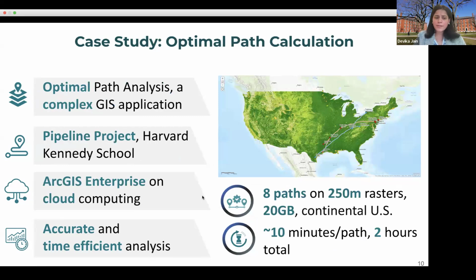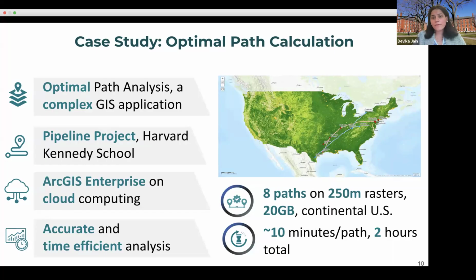Then another interesting case, which is also very common in spatial analysis, is routing, or optimal route or network analysis. For this, there was a use case from our colleagues at Harvard Kennedy School. They were looking into a pipeline project, to find an optimal route to lay pipelines across the United States. It's a very fine resolution raster, 200 meters, about 20 gigs of data that needs to be processed to find these eight optimal paths across the United States. So again, it's a lot of raster processing on big data.